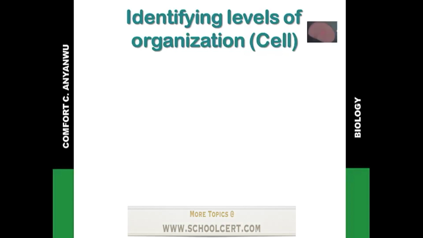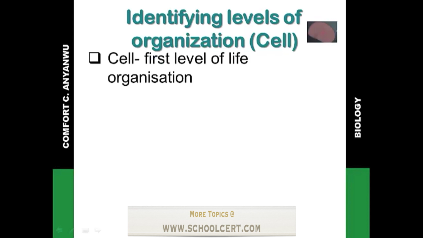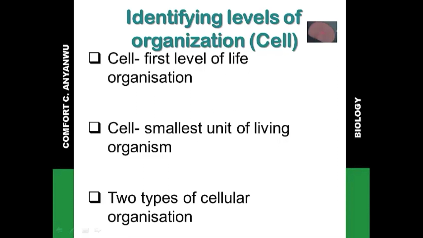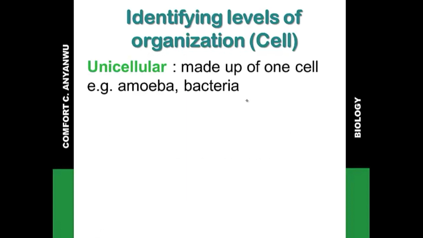Now, what is a cell? Cell is the first level of organization of living things. It is the smallest unit of every living organism. There are two types of cellular organization. The first one is unicellular, where the organism is made up of one cell. Organisms in this group include amoeba and bacteria.